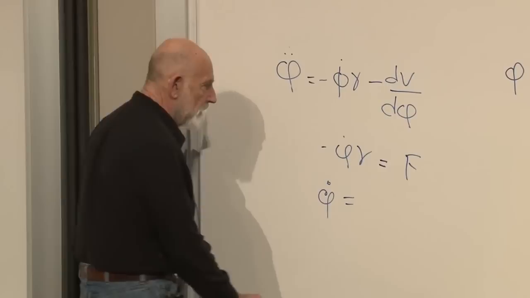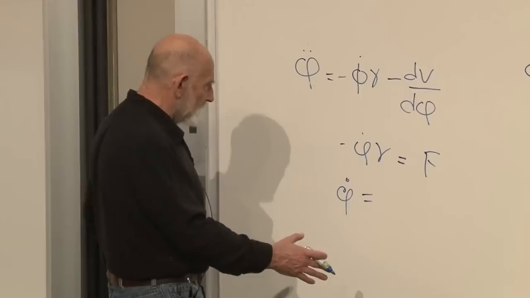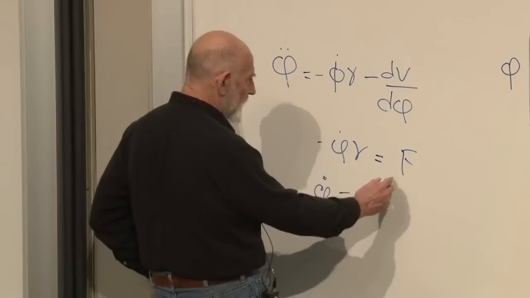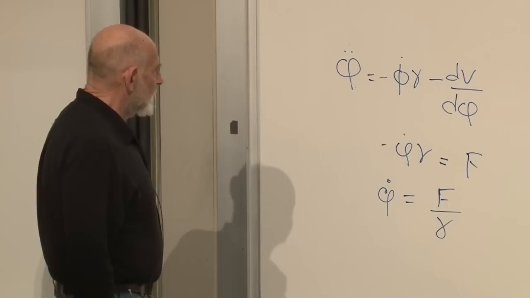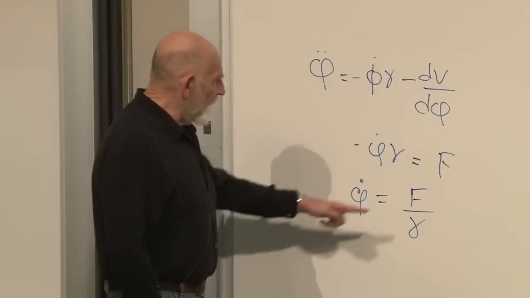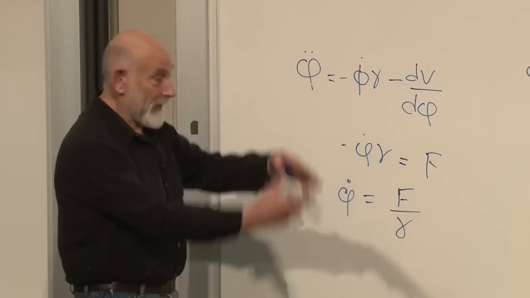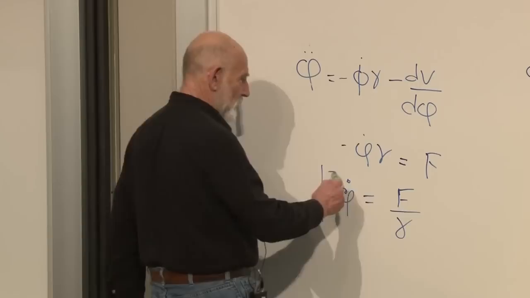Let's see. Now I am getting my signs confused. The force is negative, right? The force is negative because it's down. But the terminal velocity happens when phi dot is F over gamma. Now my signs are confused. Do I have a problem here? No, it's okay. F is negative, so the terminal velocity is negative. Terminal velocity is negative because it's falling. All right. That's the basic theory of friction.